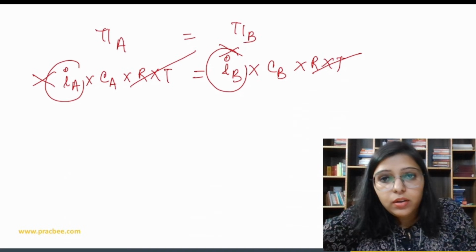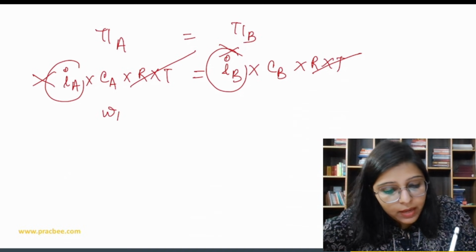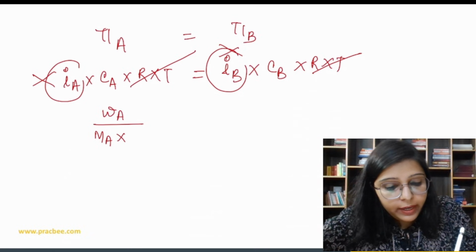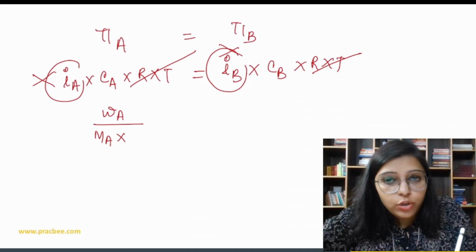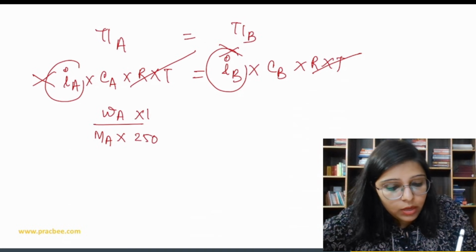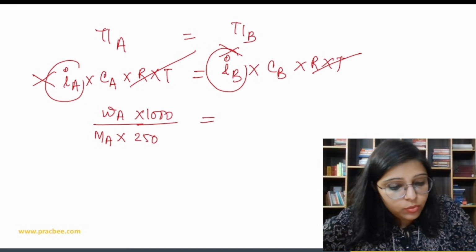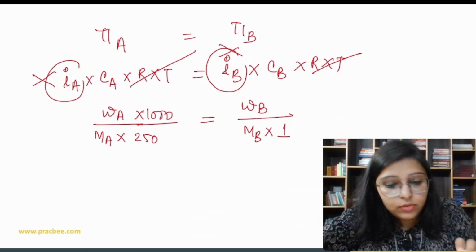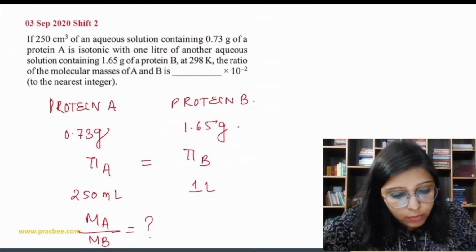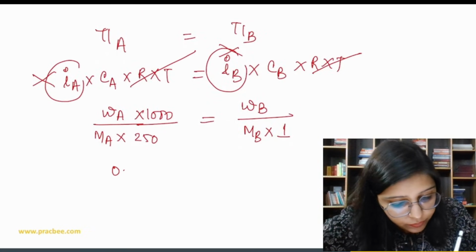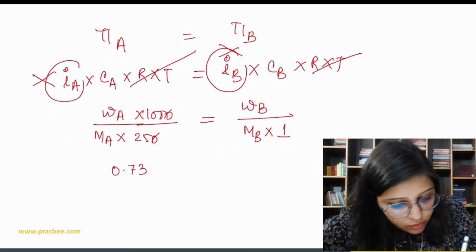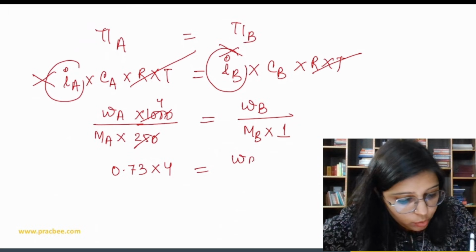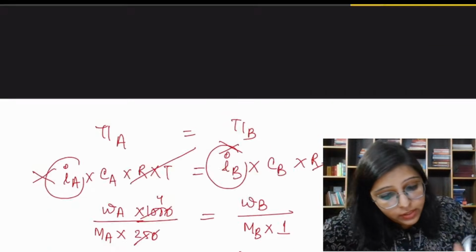Ca is what? Given mass of A upon molar mass of A, into volume. Volume is 250 ml, so into 1000, is equal to given mass of B upon molar mass of B into 1 liter. So this is going to be this one. So WA is 0.73. Okay. So into 4 is equal to WB upon, WB is 1.65.